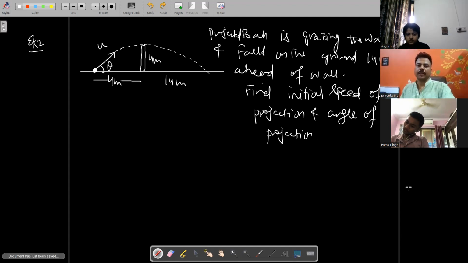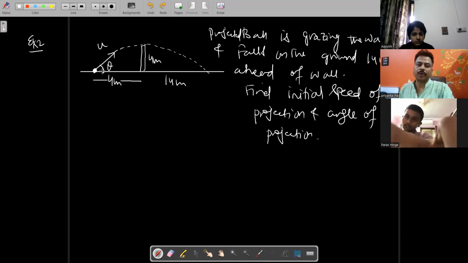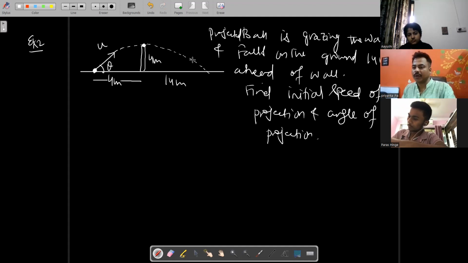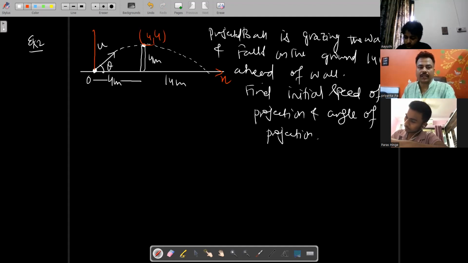It's very simple, na? The question says that the ball will just graze the wall. It means that it will just touch the top of the wall. So it will pass through this point. The top of the wall must lie on the trajectory of the ball, isn't it? So assume this is your origin, and the coordinates of this point would be 4 along the x-axis, 4 along the y-axis. So 4 comma 4. Assume this is the x-axis and this is the y-axis. So write the equation of trajectory. What is that? y equals x tan theta into 1 minus x upon R.